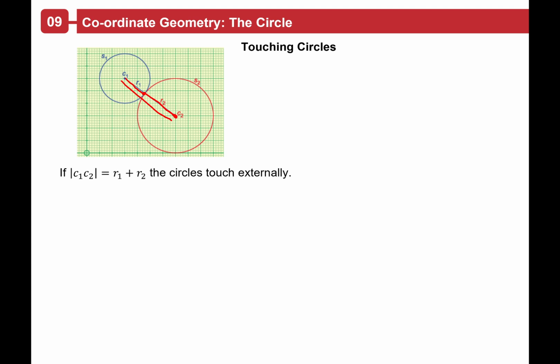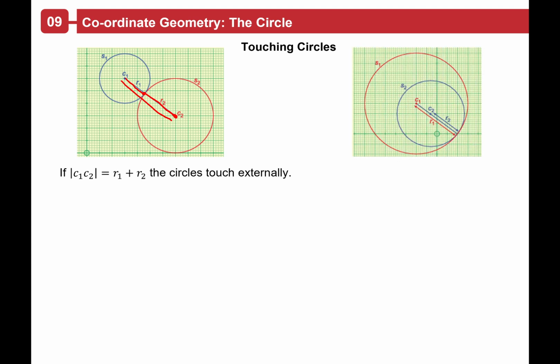Now if your circles are touching internally, like so, the distance between the centers of your circles, so that's this distance here, is the same as the radius of one circle minus the radius of the other circle. If I take those two from each other, then I'm left with the distance between your two centers. So these are two formulae that you need to know.